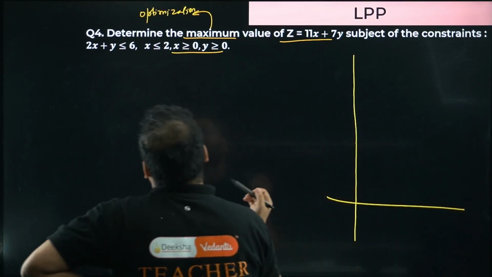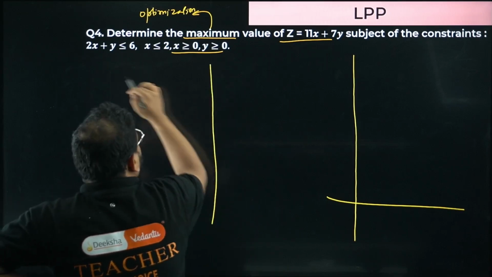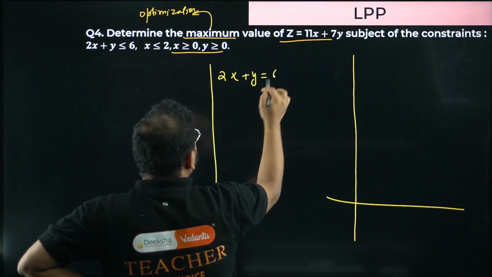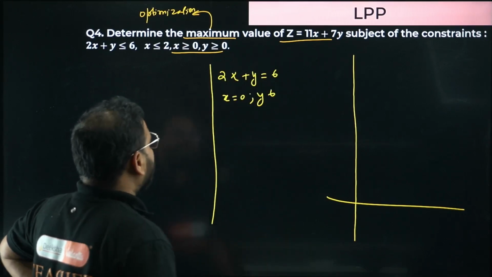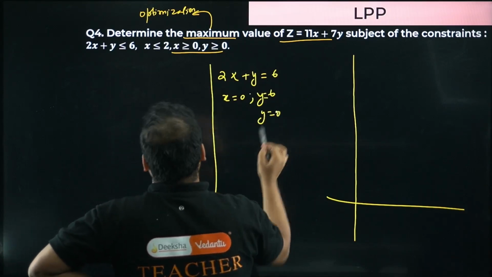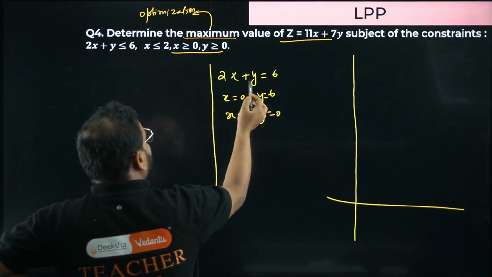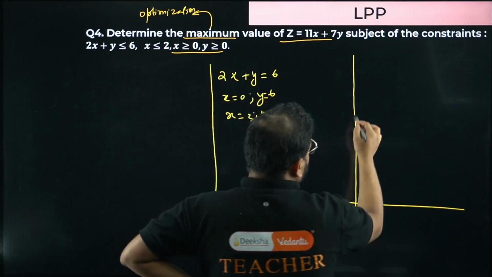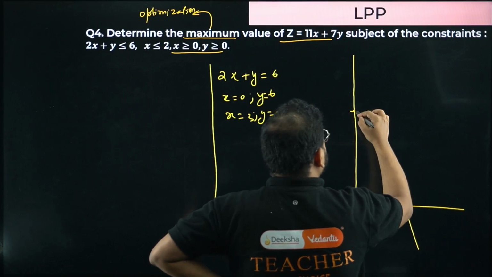So what you do now is very simple. Take this first constraint without the inequality, 2x plus y equals 6. Take x as 0, you get y value as 6. When you take y as 0, you get x value as 3. So we have 0, 6 somewhere over here, and we have 3, 0 somewhere over here, and this is my line.